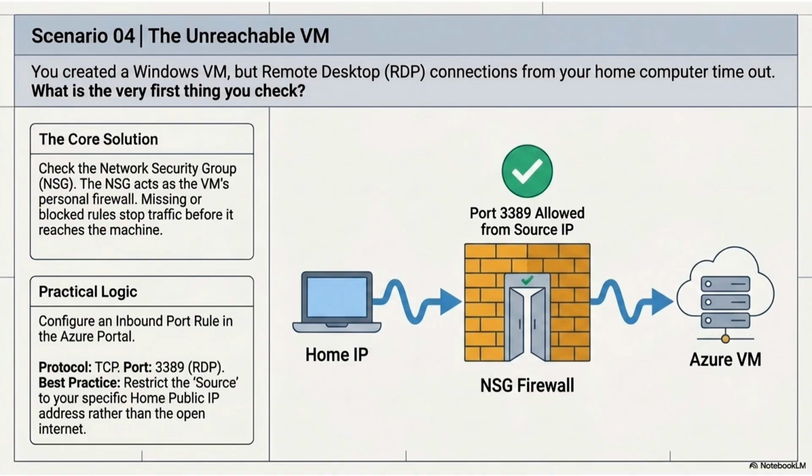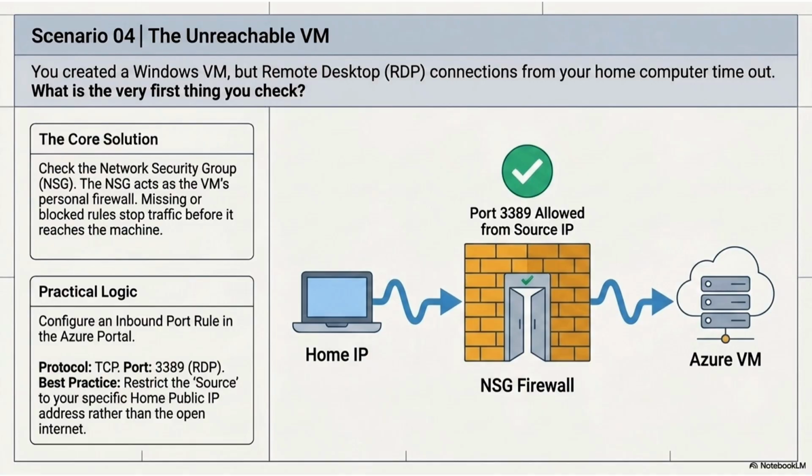The very first place to look is the Network Security Group, or NSG, which acts as the virtual machine's personal firewall. You need to check if there is an inbound security rule that explicitly allows RDP traffic, which uses port 3389, from your home IP address. If this rule is missing or blocked, Azure will stop your connection before it even reaches the virtual machine.